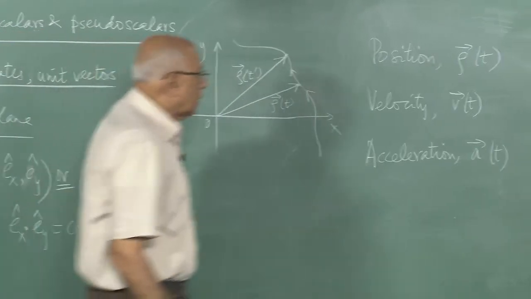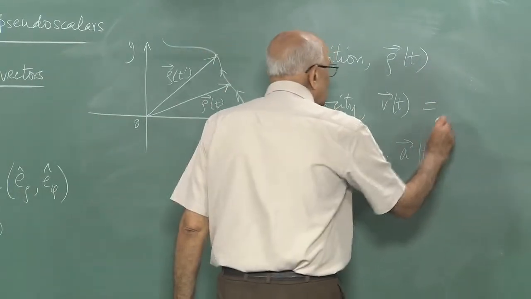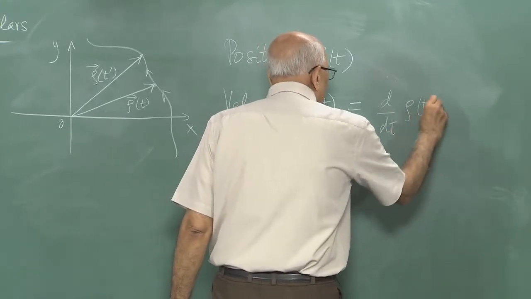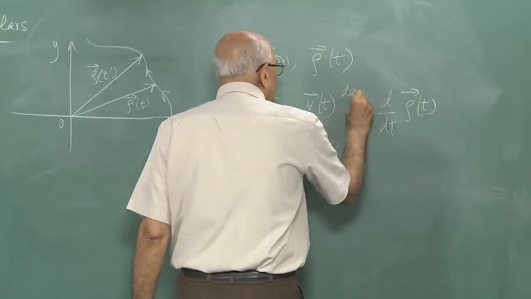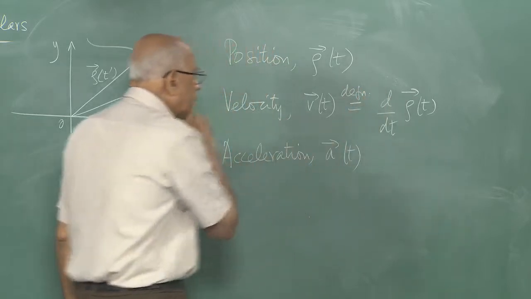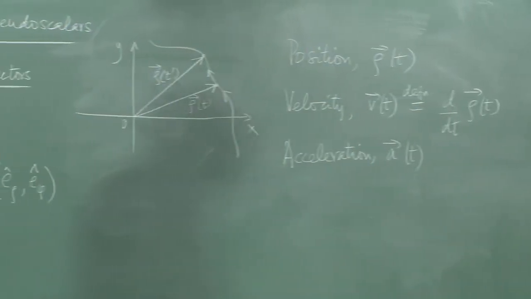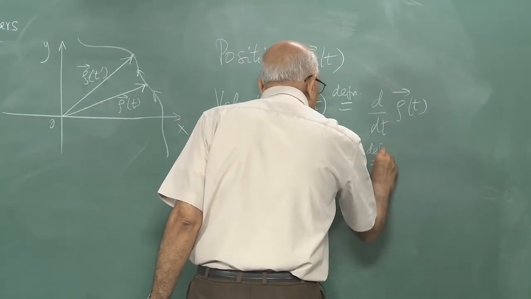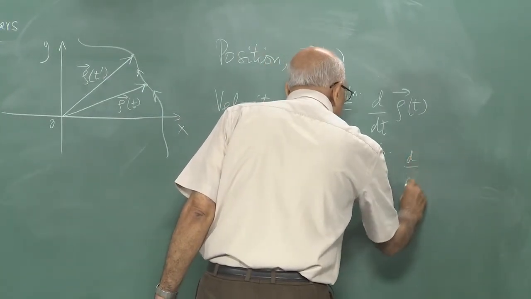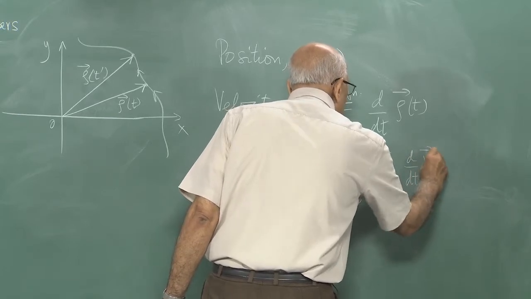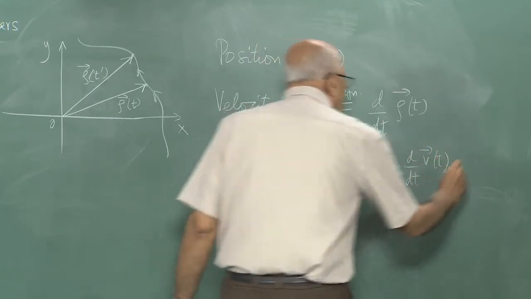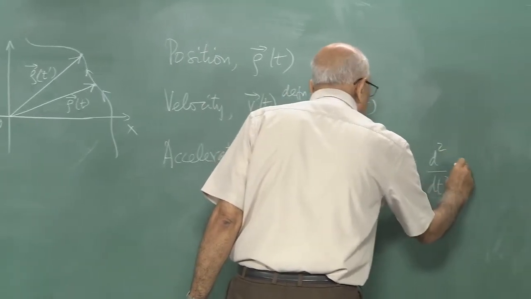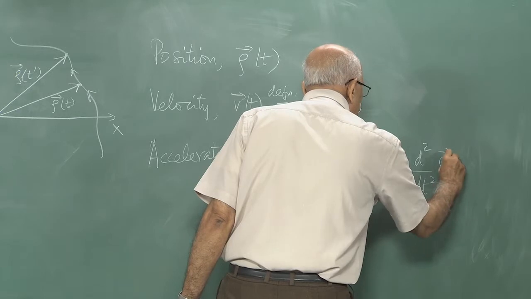Now what is this velocity? As you know from calculus, this is equal to the rate of change d over dt of rho of t, and that is the definition of the velocity. The acceleration, by definition, is d over dt of v of t, and that of course is equal to d2 over dt2, the second derivative of the position.